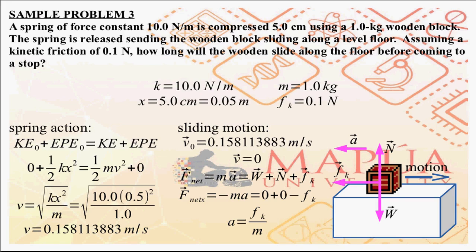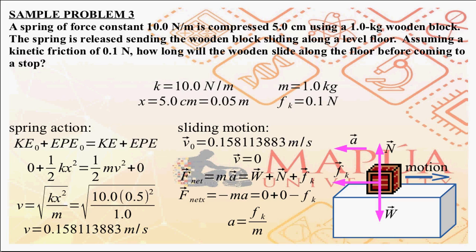there is no difference in height between initial and final state as far as the spring action is concerned. So, gravitational potential energy will not come into play. So, GPE is equal to 0. No external work done. No external force is acting on the system. We only have the spring. So, work done by an external force is equal to 0. That leaves us with kinetic energy initial plus elastic potential energy initial is equal to kinetic energy final plus elastic potential energy final.